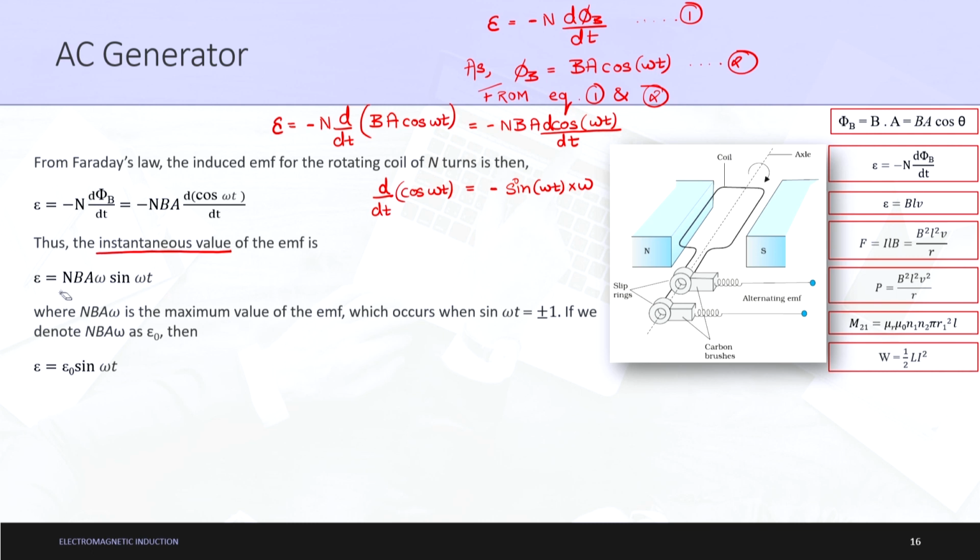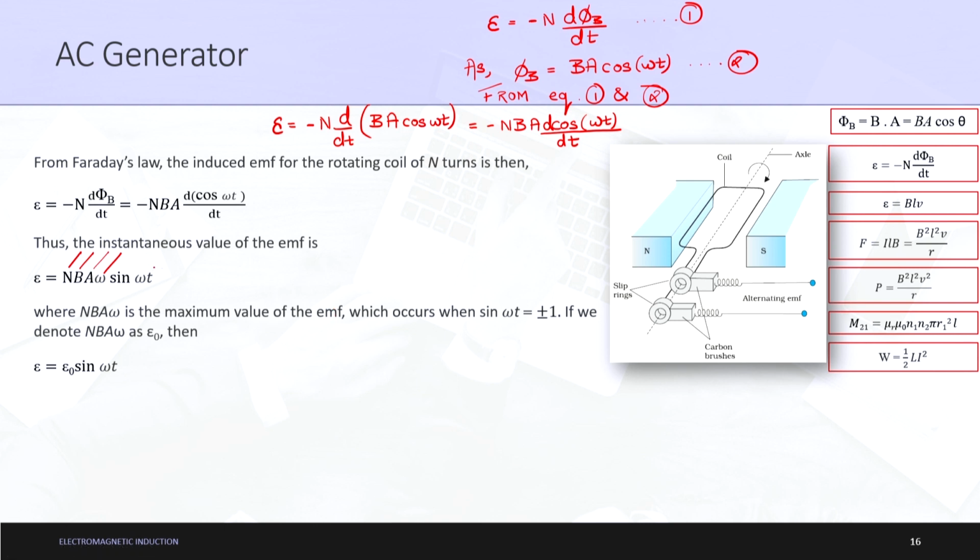Please make sure that in our complete formulation, N is a constant, B is a constant, A is a constant, omega is a constant. Only and only time will vary here. So, NBA omega is the maximum value of the EMF. Why is it called the maximum value?